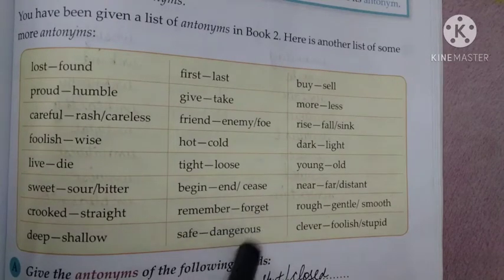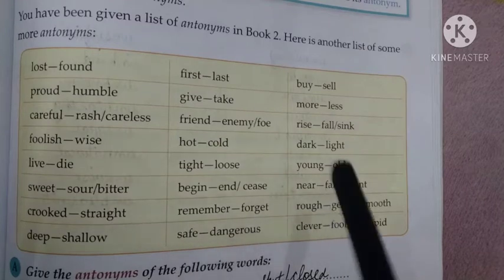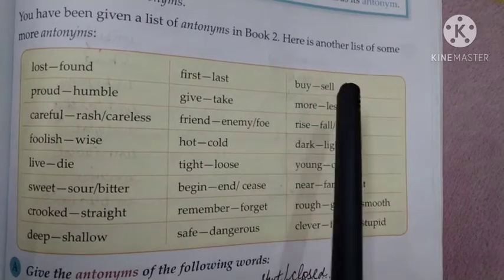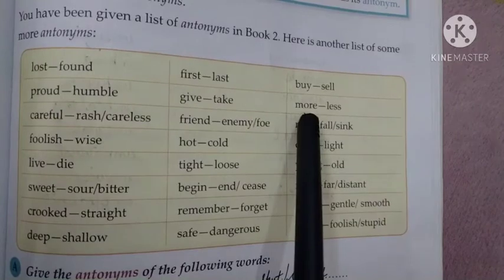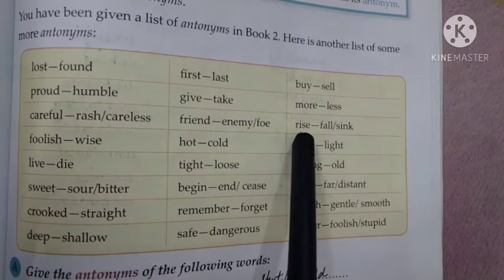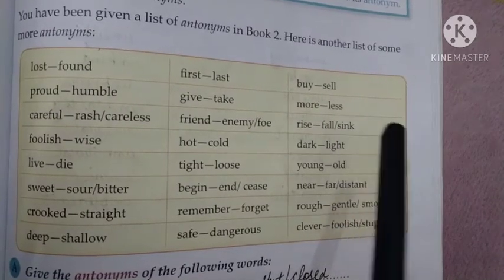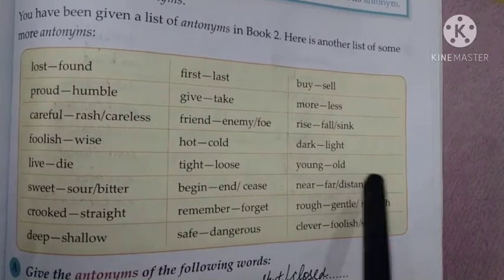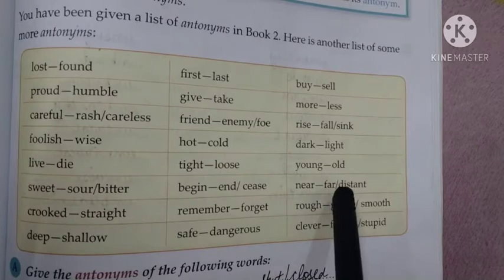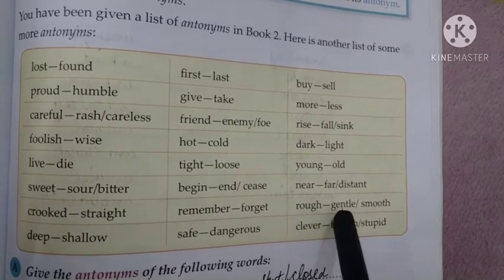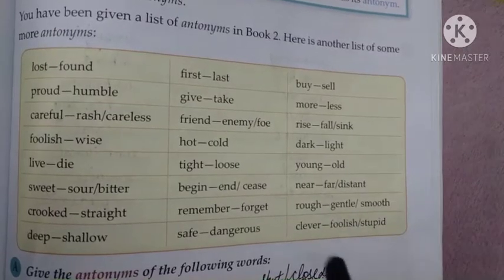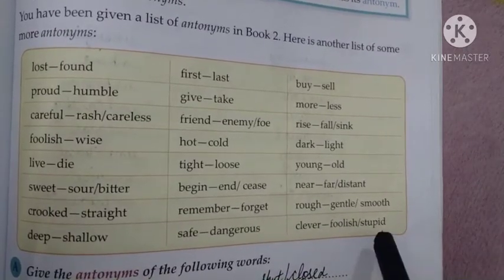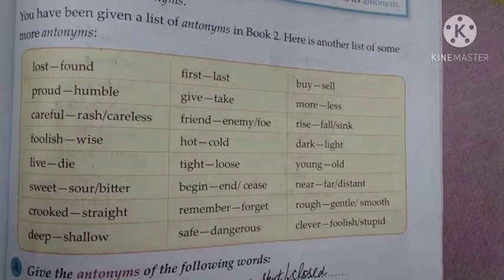Remember, forget. Safe, dangerous. Buy, sell. More, less. Rise, fall, or sink. Dark, light. Young, old. Near, far, or distant. Distant also means far. Rough, gentle, or smooth. Clever, foolish, or stupid can also be the opposite of clever.